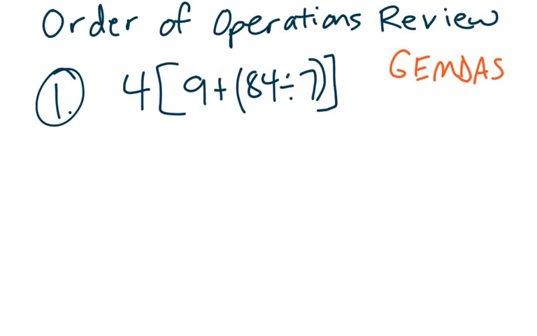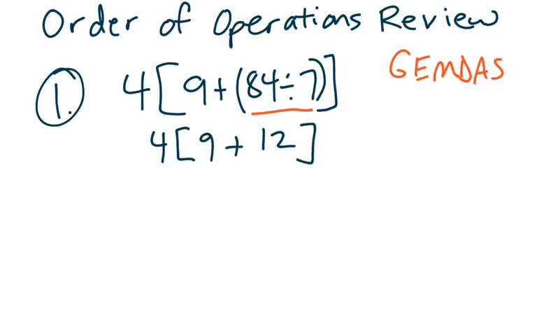So when we look at this problem here, first thing we want to do is to see if we have any grouping symbols, and if you look, we see that we have these brackets here. We also, within the brackets, have these parentheses, so the first thing you're going to take care of is going to be those parentheses. And so 84 divided by 7, y'all know that of course is 12. And so everything else we're going to just kind of bring down.